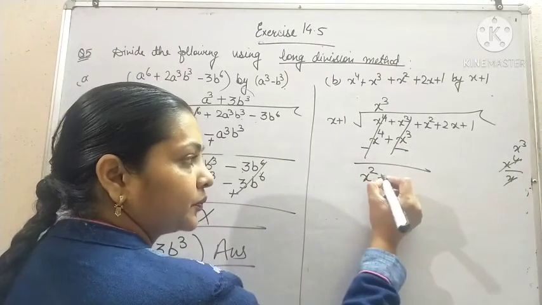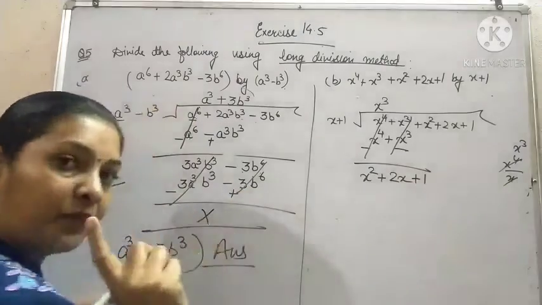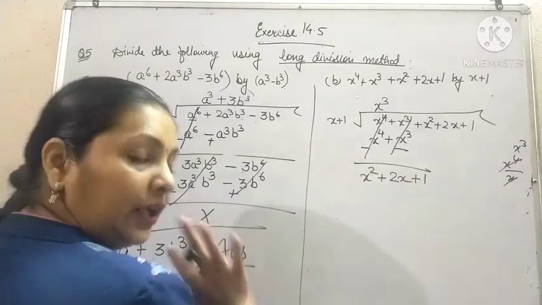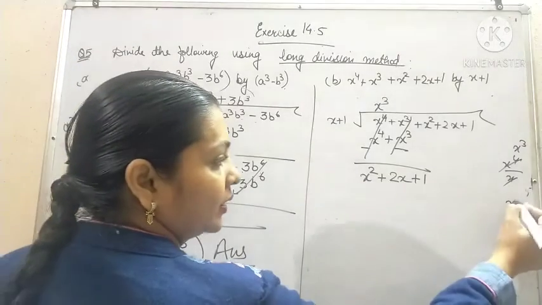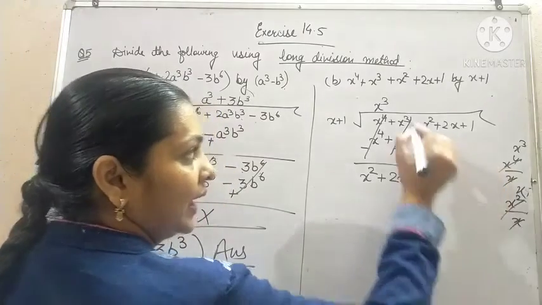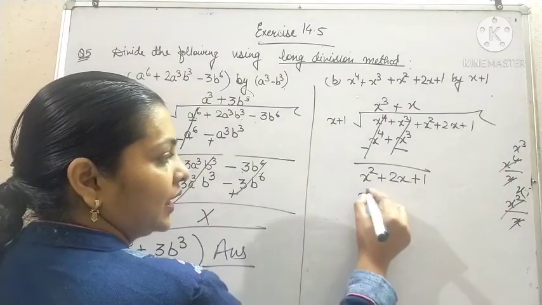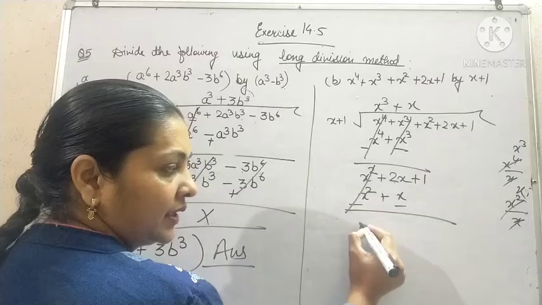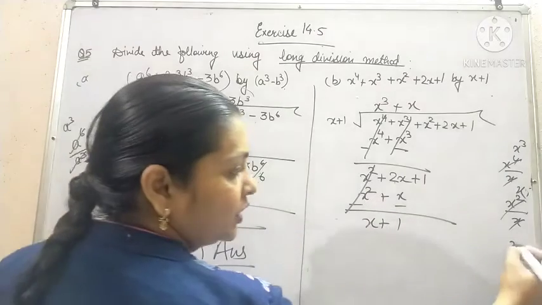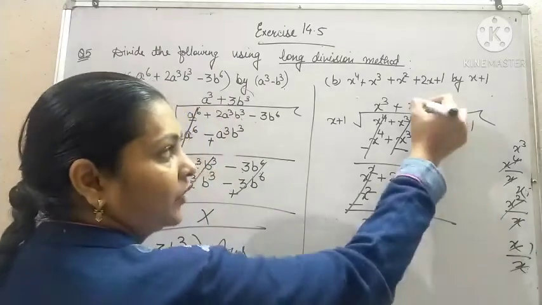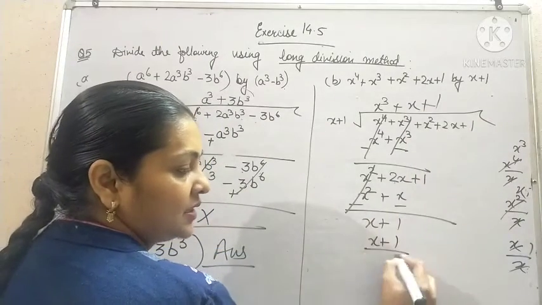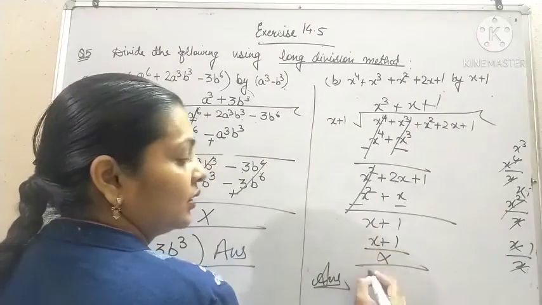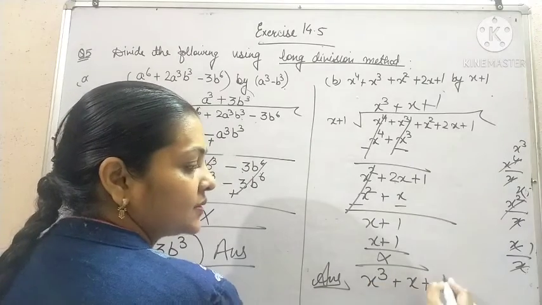What will be left? You have to keep one thing in mind, that you need to bring down the whole expression which is left over here. Now x square. Divide x square by x. You will obtain x. Multiply it by x. You will get x square plus x. Minus, this term will be cancelled. 2x minus x will be left. Now when you divide x by x, you will obtain 1. So plus 1, x plus 1. All the terms cancel out. So the required answer is this quotient, which is x cube plus x plus 1.